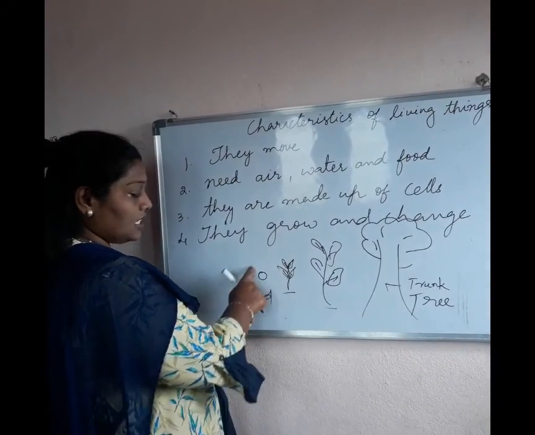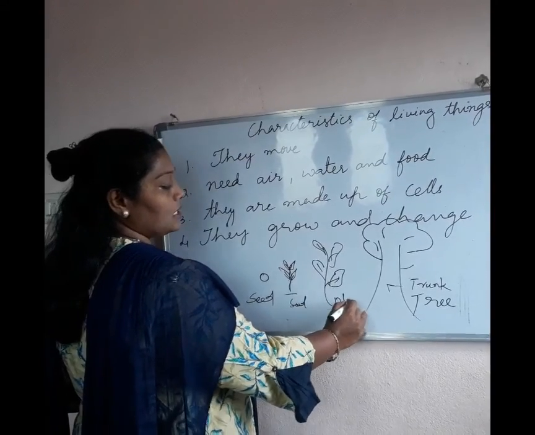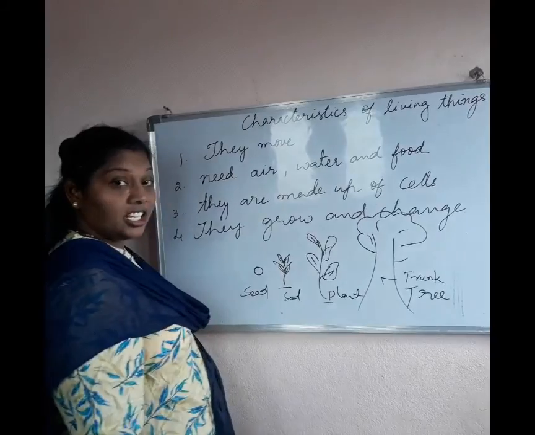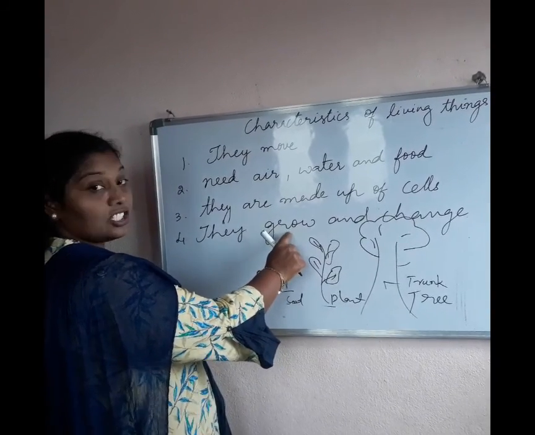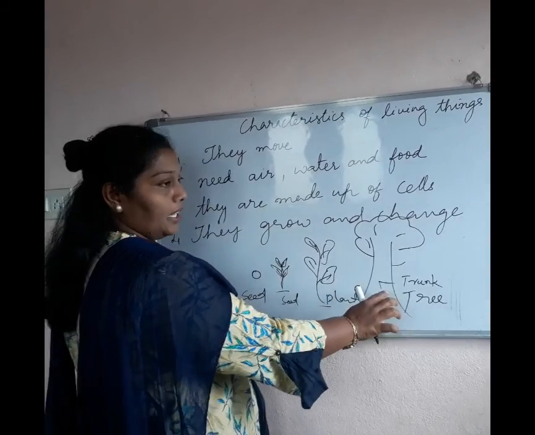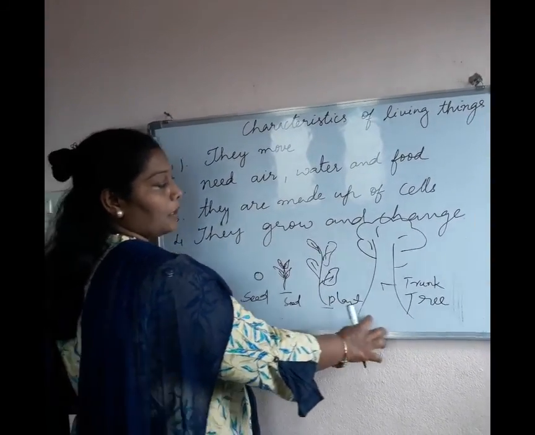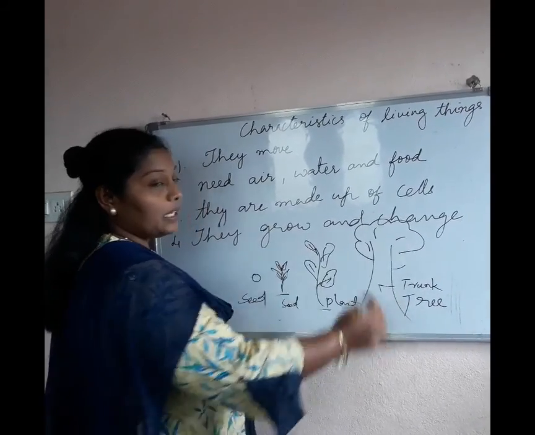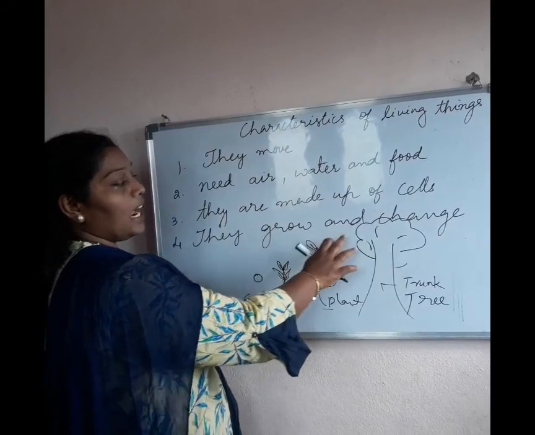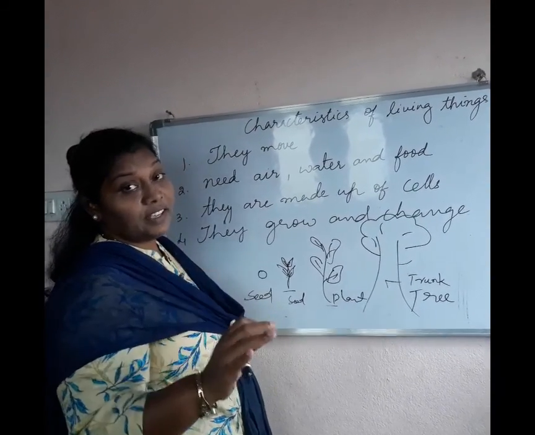See, here a seed is a single cell. From the single cell, it becomes a seedling and a plant and a tree. So you can see the clear change. So how is it changing? Just because of the growth. As the seed is growing day by day, as time passes, a single seed is developed or grown into a bigger tree. So now I say that they grow and change. This is also an important characteristic of living things.